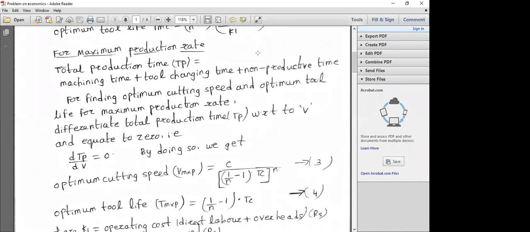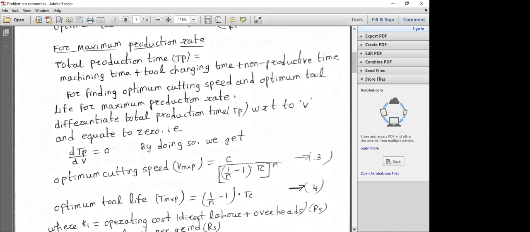Again, the optimum tool life is given by T MXP, or you can write it as MPR, maximum production rate, whatever it is. It is given by 1 by n minus 1 into TC. These four equations are very much necessary for the ensuing problem we'll try to do.